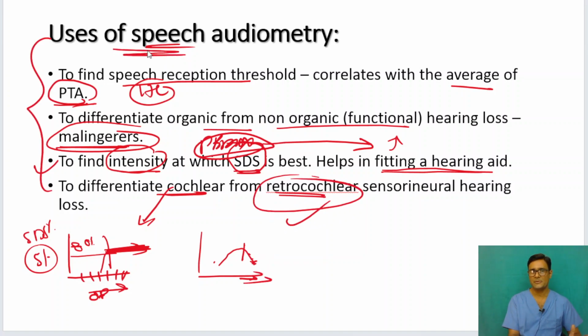So these are the uses of speech audiometry. Speech audiometry means basically the ability to hear and understand speech.